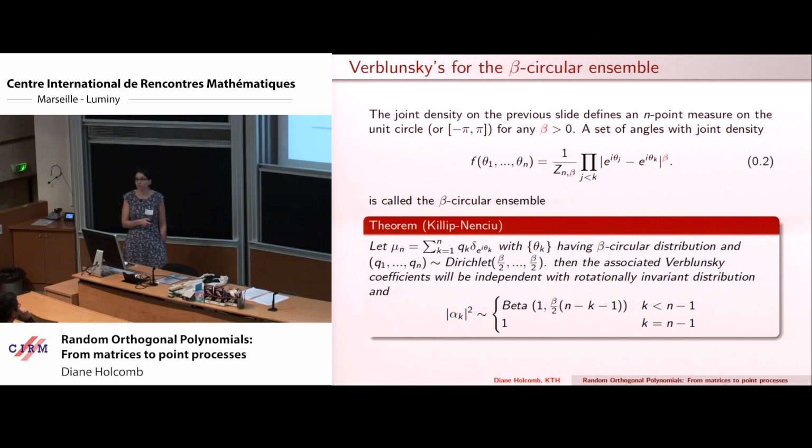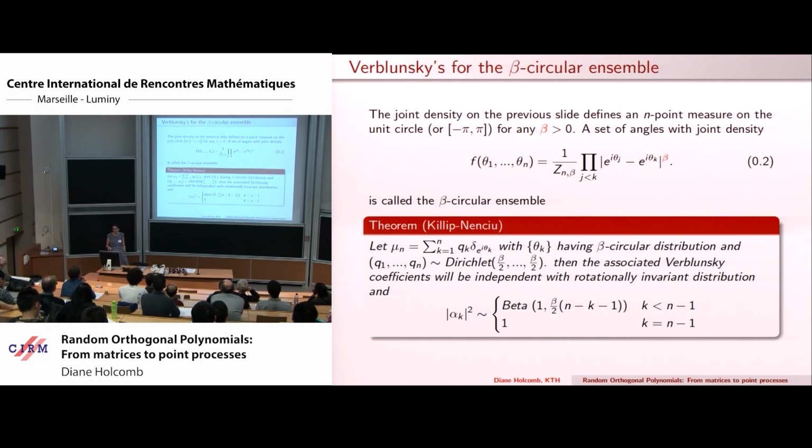then the associated Verblunsky coefficients are all going to be independent. This is another reason for moving over to the Verblunsky coefficients, because independence is wonderful. And they are rotationally invariant, and this is the distribution of the norms. So we already said that at k equals n minus 1, we should have 1, but then the other ones have this beta random variable distribution.